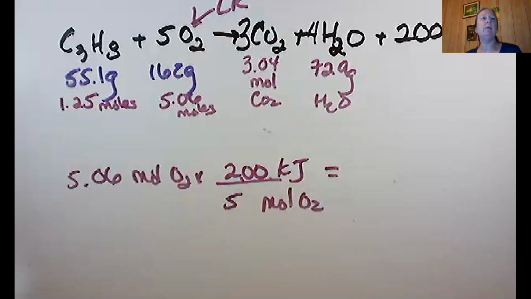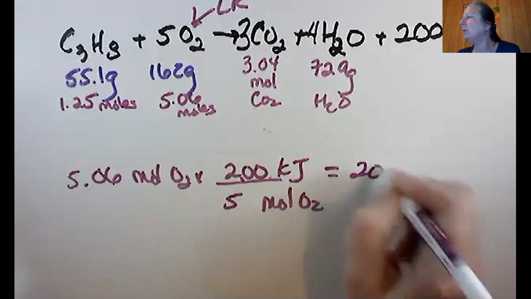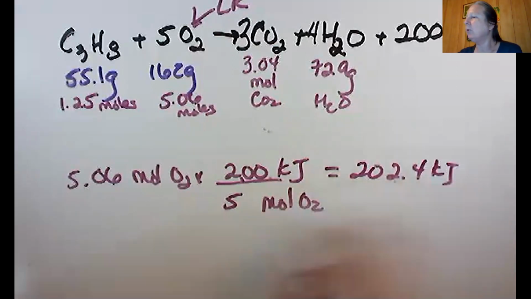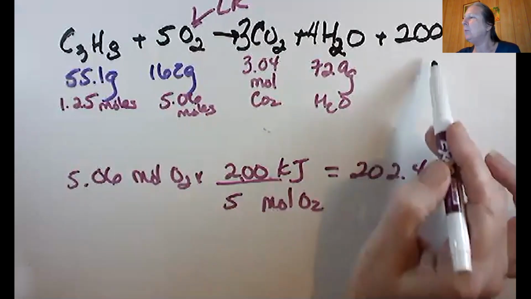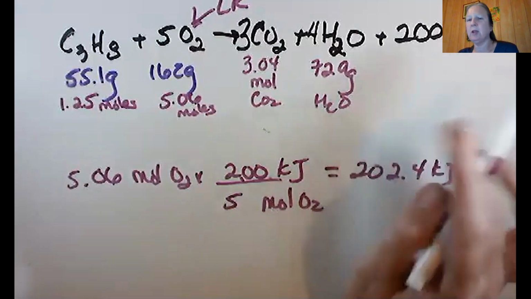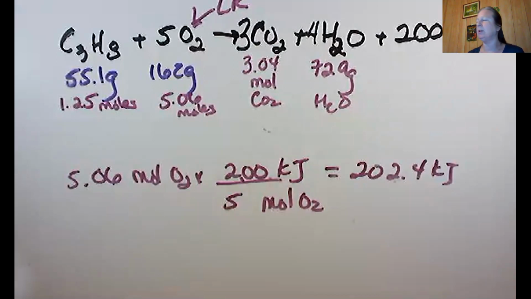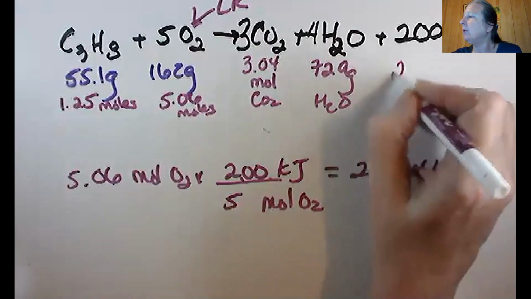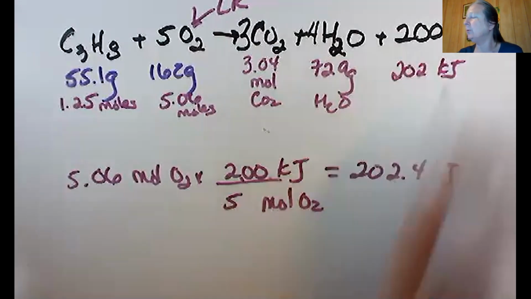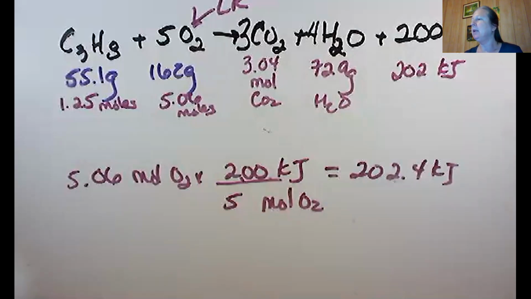And when I do that math, you can tell it's going to be roughly 200, a little over 200. So 5.06 times 200 divided by 5, and it's 202.4. We have 3 sig figs. I'm going to assume that's 3 sig figs for the sake of this exercise, and so we're going to report it as 202 kilojoules. Okay. Now one of the last steps.